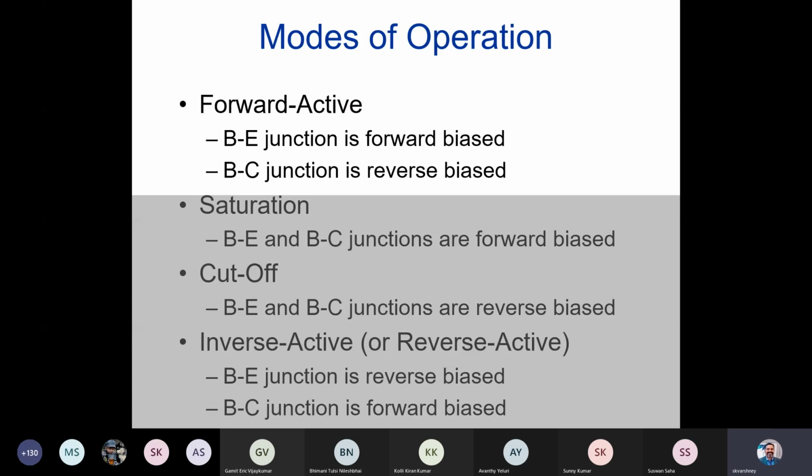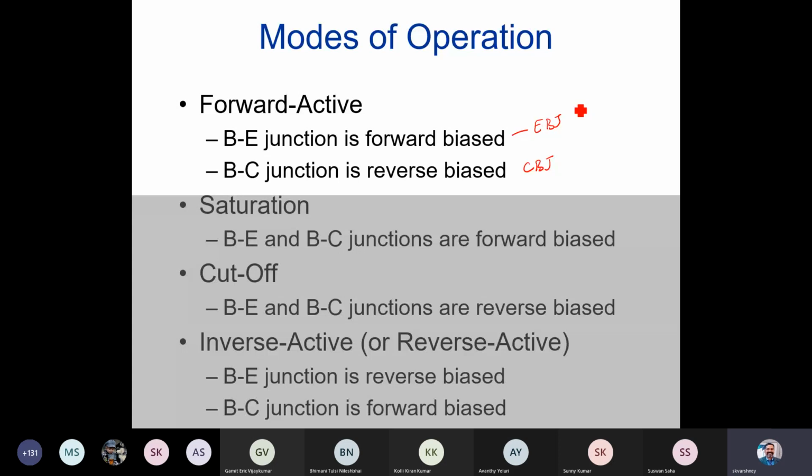So forward active: this is the region where the base-to-emitter junction is forward biased, which I'm calling the EBJ. And this is the CBJ, the collector-base junction. So the base-to-emitter junction is forward biased, and the base-to-collector junction is reverse biased.